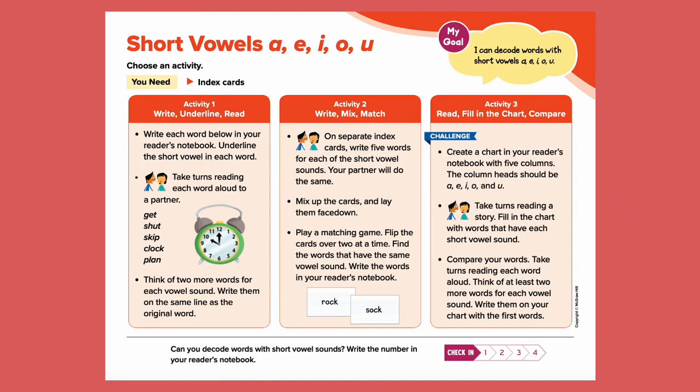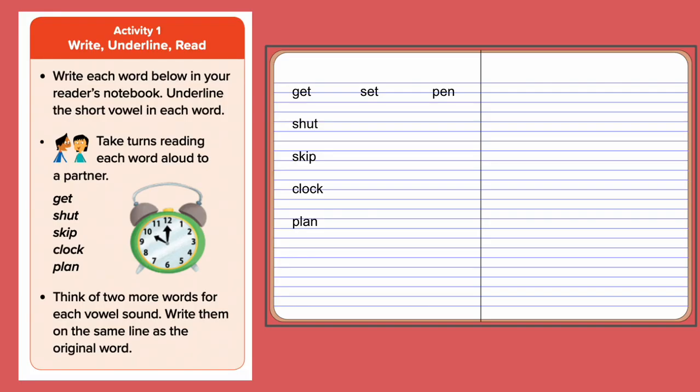Here's the activity card. There are 3 activities. I'm going to explain what each activity is. Remember, the first activity is the easiest, the second is medium, and the third is the hardest. It's the challenge. Activity 1 says write, underline, and read.